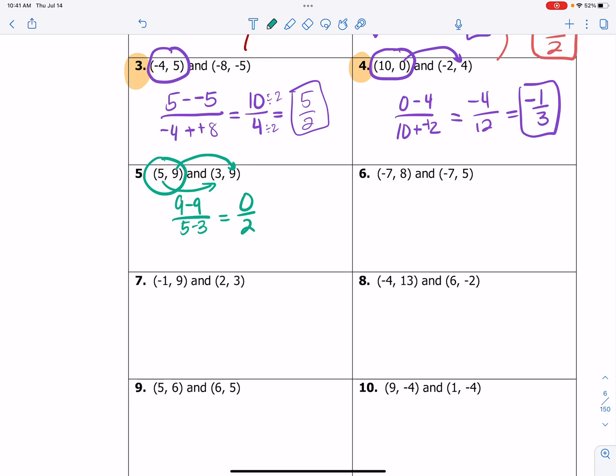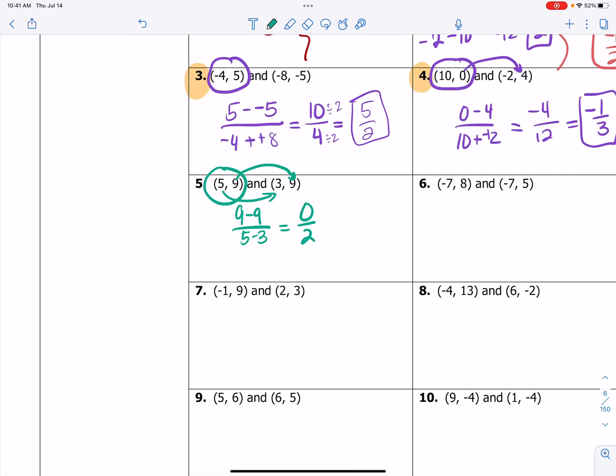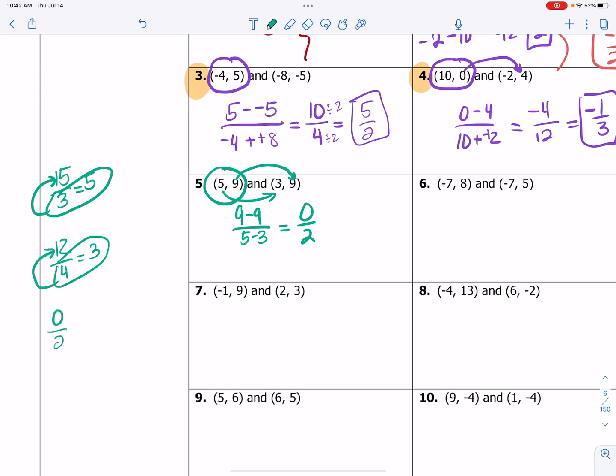And so if I come over here to the side, I'm going to play a little game. If I do 15 divided by 3, isn't that 5? Because 3 times 5 is 15, right? And if I do 12 divided by 4, isn't my answer 3? Because isn't division backwards multiplication? So if I do 0 divided by 2, isn't my answer 0? Because 0 times 2 is 0. So isn't this answer 0?